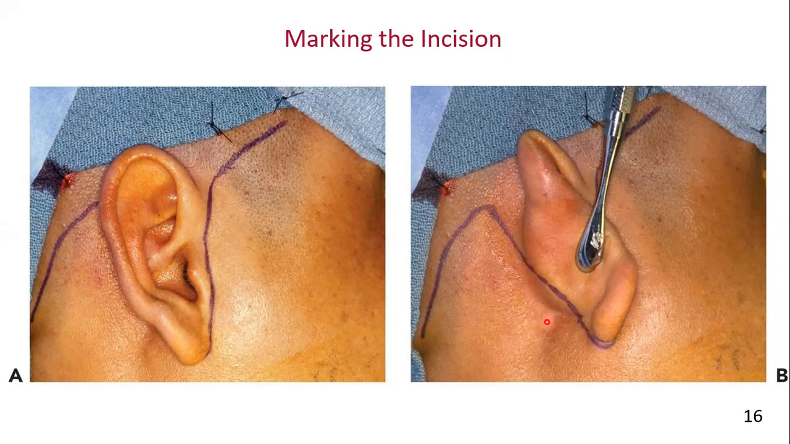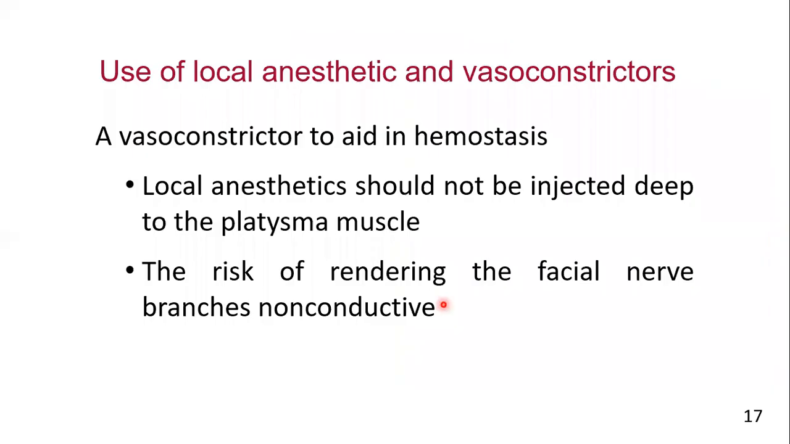So due to this modification, the scar ends in the crease between the auricle and the mastoid skin at a point where the incision is well hidden by the ear. It curves posteriorly towards the hairline, here you can see, and then runs along the hairline or just inside it for a few centimeters. A vasoconstrictor is injected subcutaneously to aid in hemostasis at the time of incision.